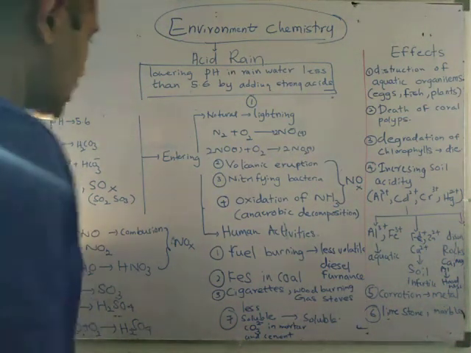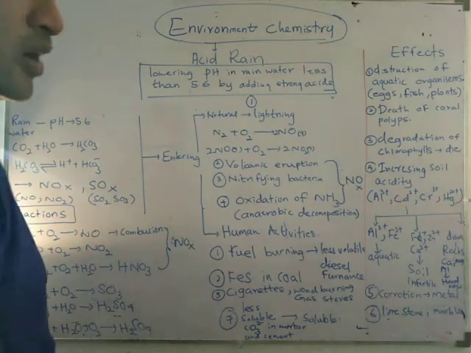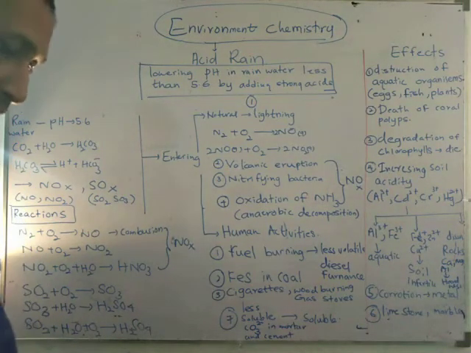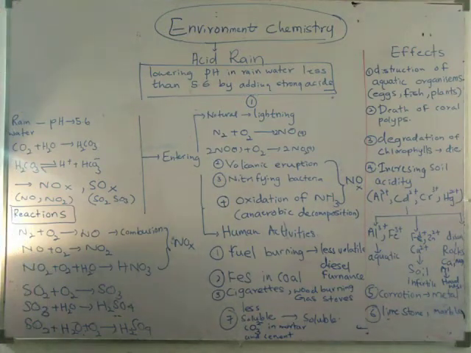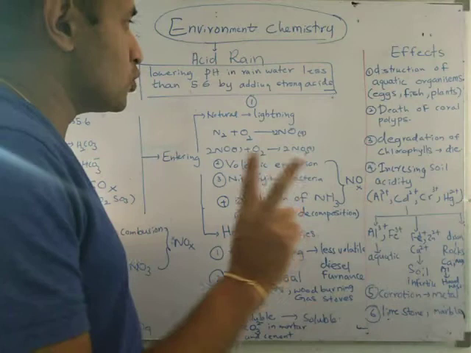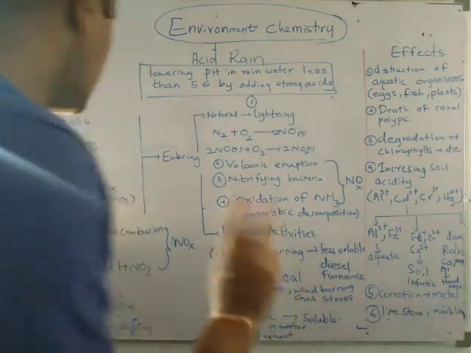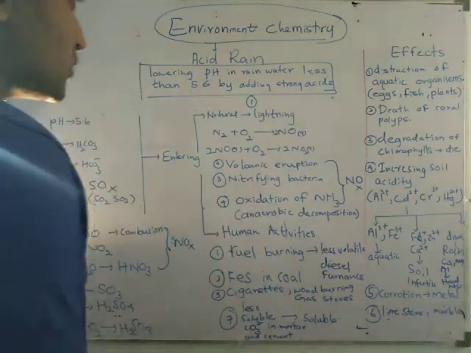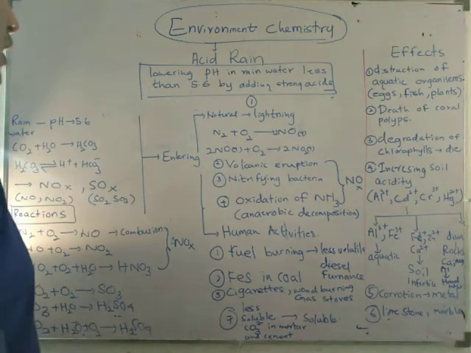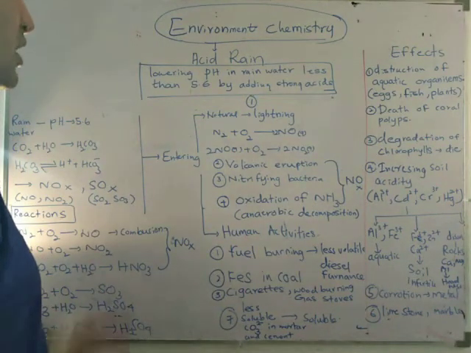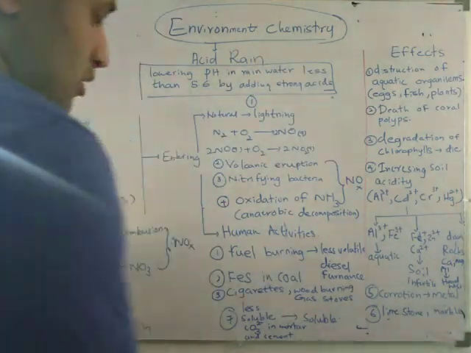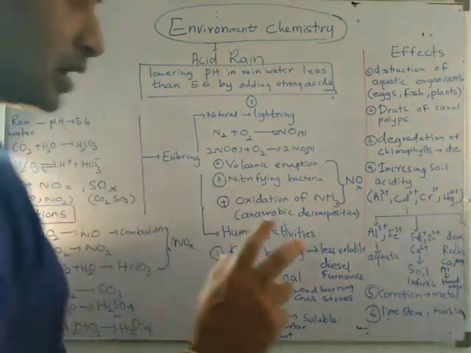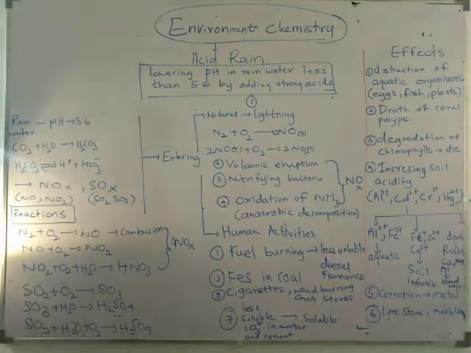Right. Now we are going to start the environmental chemistry part. If you come to environmental chemistry, we are learning about two main topics. The first one is the air pollution part. The second one is the water pollution part. If you come to the air pollution part, we are learning about these topics.